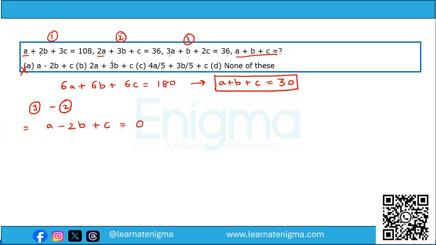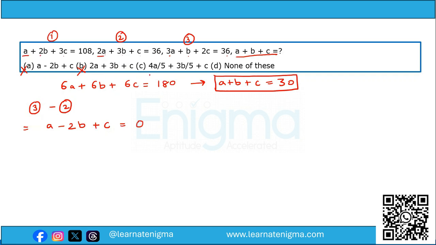Let's see the second option. 2a + 3b + c. It is directly the second equation. So that is equal to 36. So therefore, again, it is not equal to 30. So we can cancel out the second option as well.